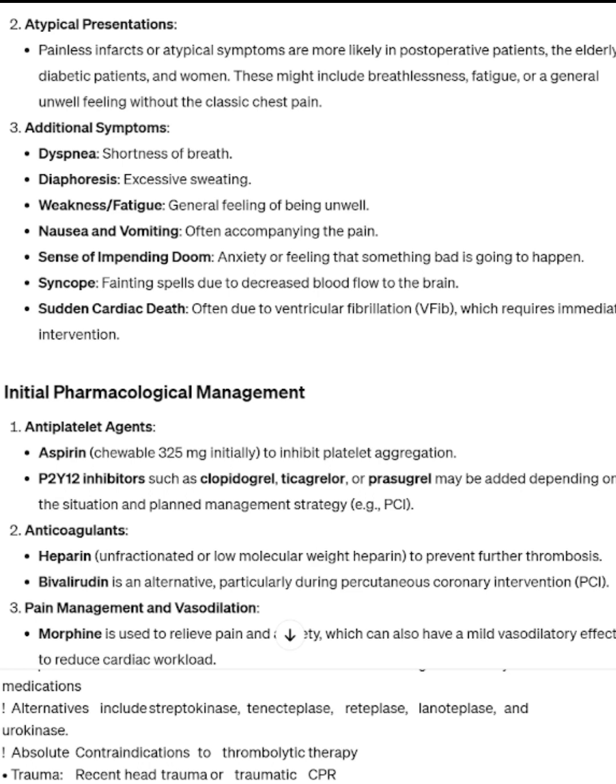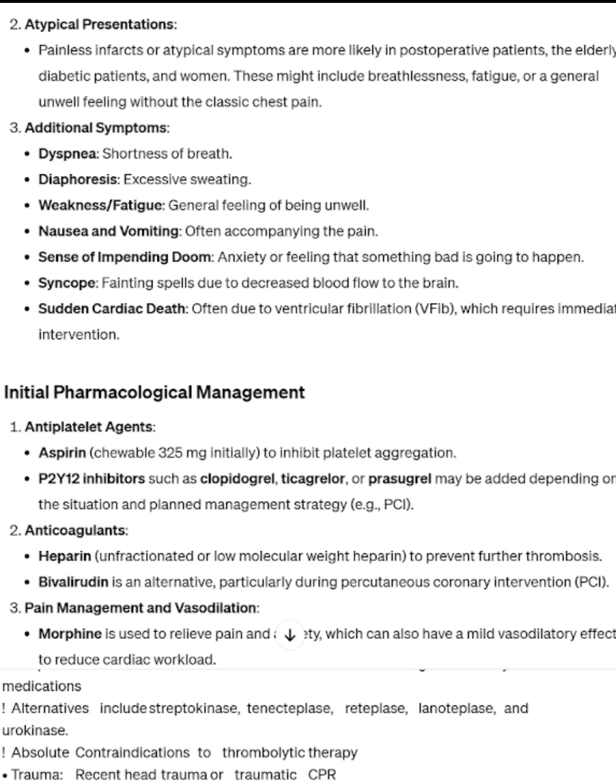3. Additional symptoms. Dyspnea, shortness of breath, diaphoresis, excessive sweating, weakness, fatigue, general feeling of being unwell, nausea and vomiting, often accompanying the pain, sense of impending doom, anxiety or feeling that something bad is going to happen, syncope, fainting spells due to decreased blood flow to the brain, sudden cardiac death, often due to ventricular fibrillation, VFib, which requires immediate intervention.